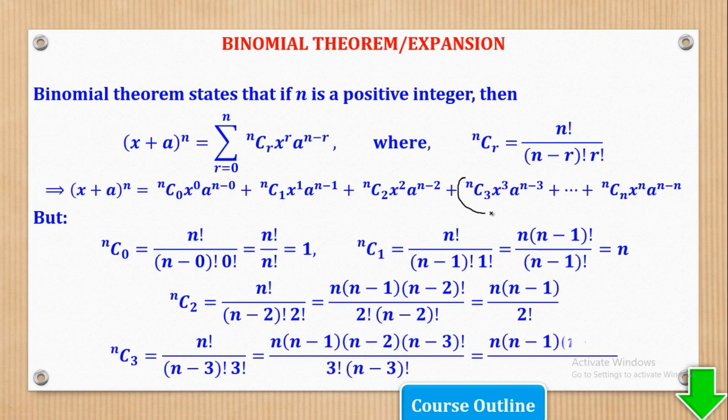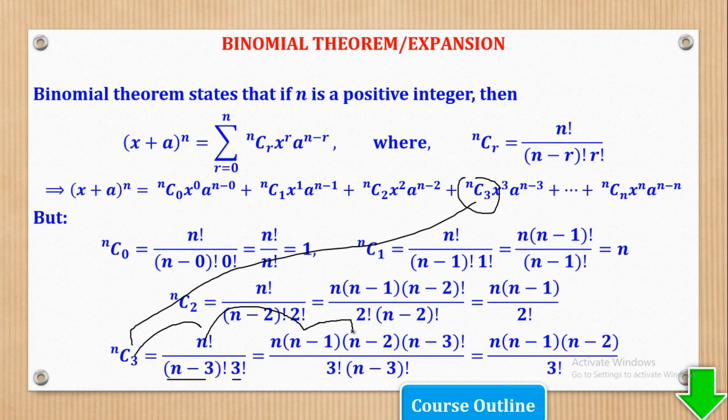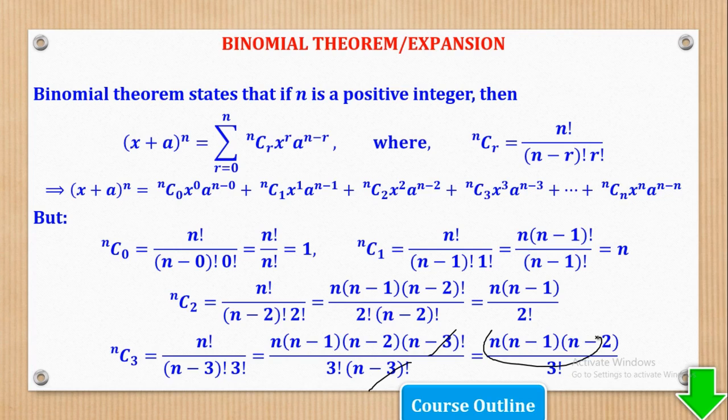So now we shall go to n combination 3. n combination 3 is expanded as n factorial over n minus 3 factorial multiplied by 3 factorial. Then this can be expanded as n multiplied by n minus 1 multiplied by n minus 2 multiplied by n minus 3 factorial. I think you remember that under the topic of permutations and combinations. Then this and this can cancel, so you remain with this. So that was n combination 3.